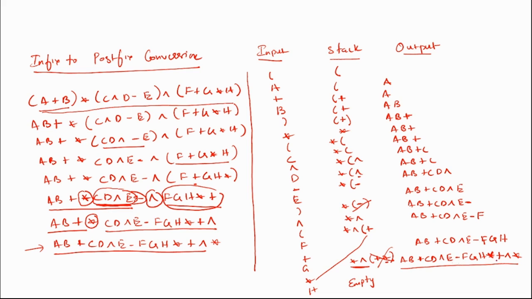minus FGH star plus exponential star. This is exactly the same as we have got in the direct conversion. Therefore, our answer is right, and whatever method we have done is also correct, right?